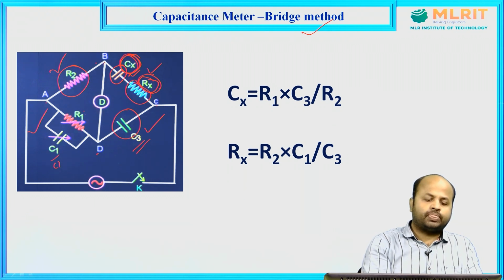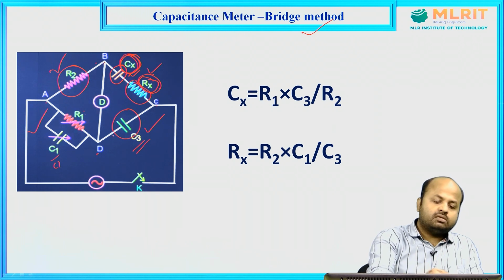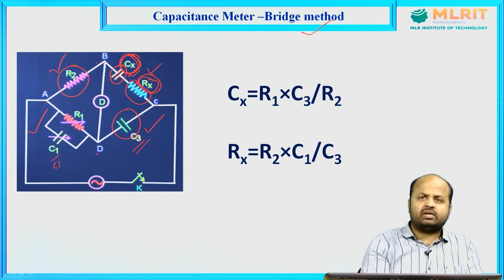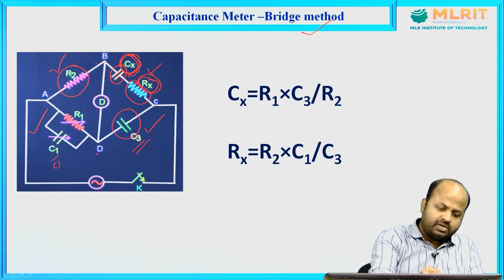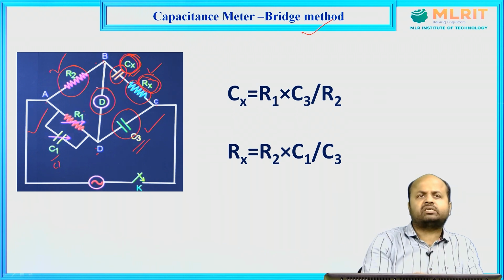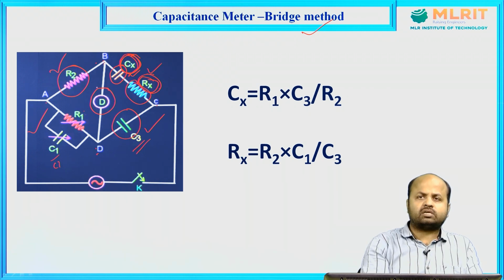We will see. The bridge method is very simple. Here we can see that some resistors and capacitors are connected. You have to connect the circuit arrangement like this only, and in between the B and D arm we can see that one detector is there. What is the role of the detector? I will tell.